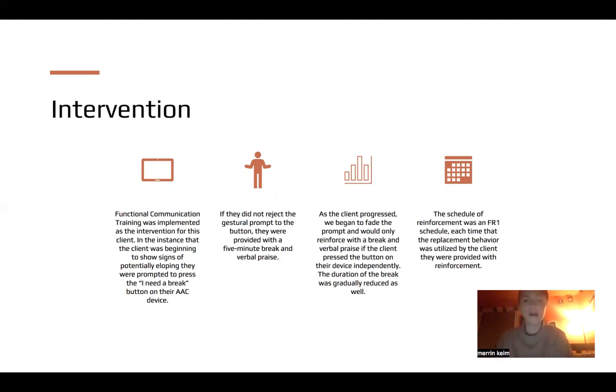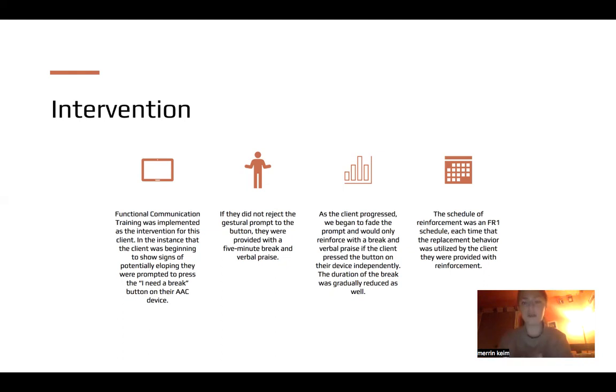So as the client progressed, we obviously began to fade the prompt. So as the client was able to move through the intervention and show that they were able to process through, we began to only reinforce the break and verbal praise when the client was able to independently press the I need a break button on their device. As time went on, the duration of the break was gradually decreased. So it went from a 5-minute to a 4-minute to a 2-minute to a 1 minute.